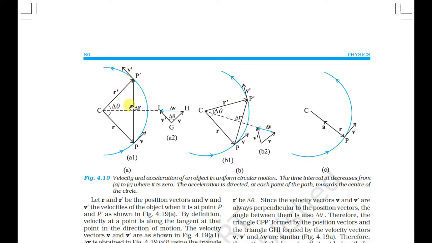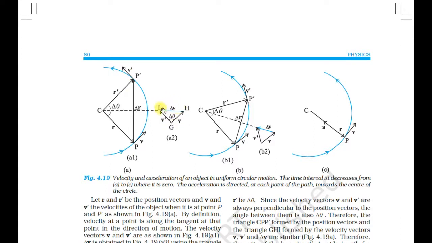If we take the displacement vector from P to P dash, it gives us the value of delta r. Here this is our v dash and this is our v. Adding these two, we get delta v. Taking the vector addition, we get delta v dash.